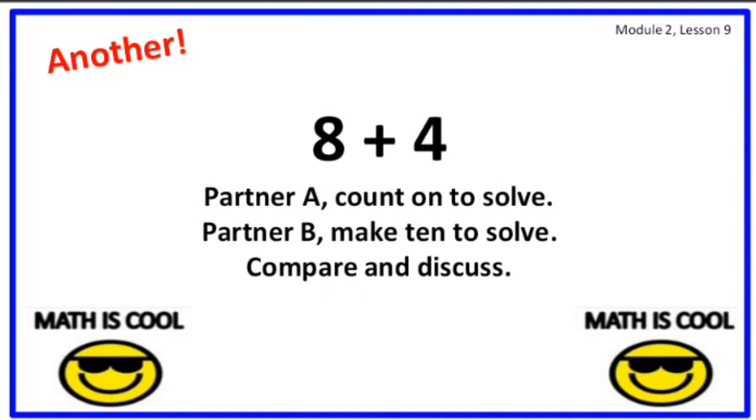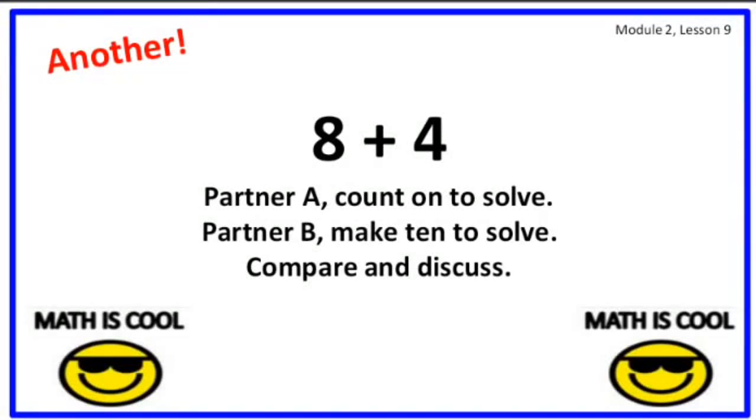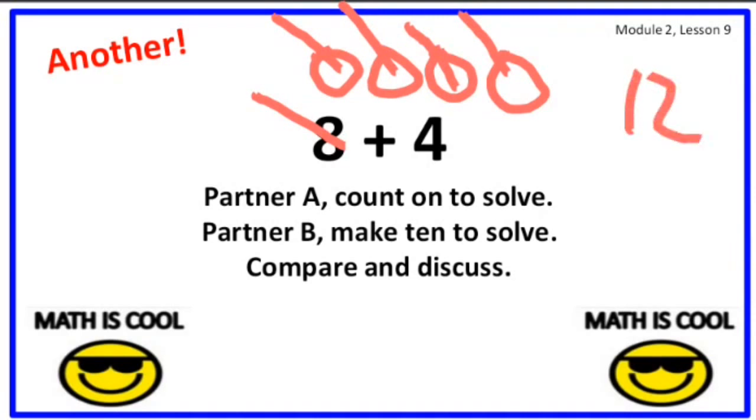Alright, so another one is here for us. 8 plus 4. Partner A, count on to solve this time. Partner B, you make 10. So let's count on first. I'm going to count my 4 circles. 1, 2, 3, 4. And I will count on from 8: 8, 9, 10, 11, 12. That's what? 12.